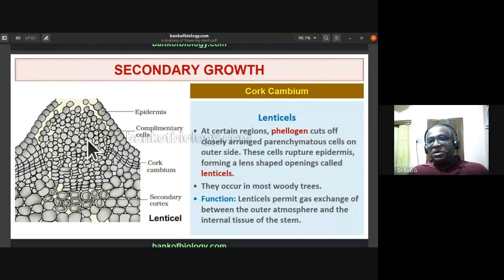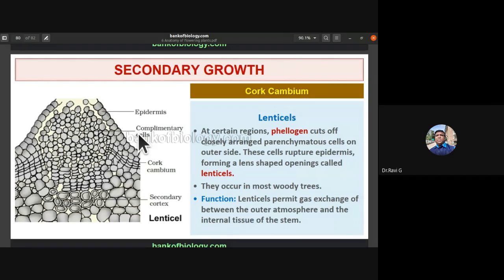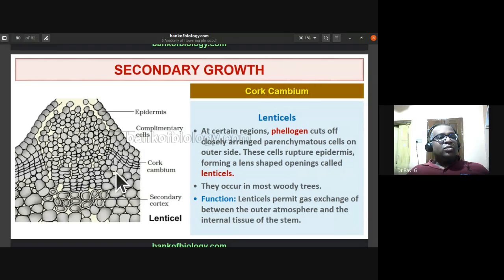So the ruptured epidermis, and this parenchyma which is cut off by the phellogen, we call it complementary tissue or complementary cells. And you can notice this cork cambium, secondary cortex. The phellogen cuts off closely arranged parenchymatous cells on the outer side, which is nothing but the phellem or cork. These cells rupture the epidermis, forming a lens-shaped opening called lenticels.